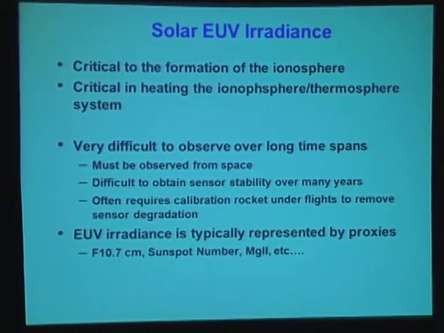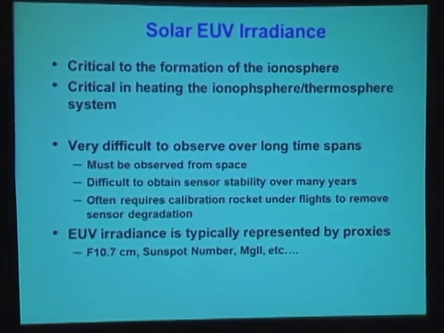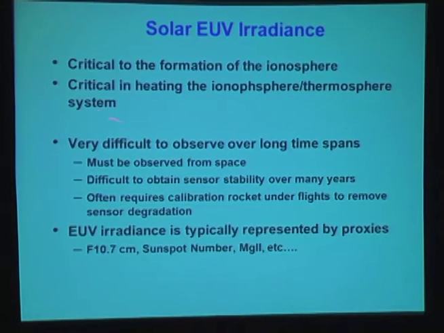Phil started this off. Already went through the first two bullets. I'll skip them. But measuring solar EUV irradiance is very difficult. It's got to be done from space. It's difficult to obtain sensor stability over many years, and this has been a problem and continues to be a challenge, and often requires rocket underflights or some other form of cross-calibration to maintain that stability. We often represent irradiance over the long time periods with proxies.